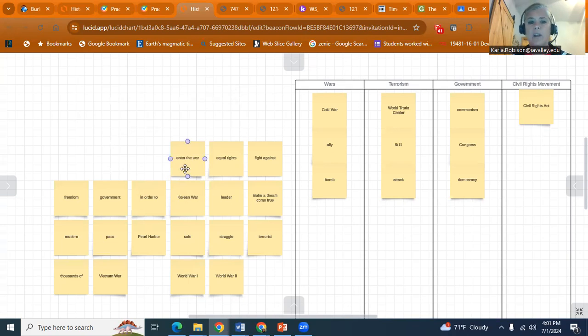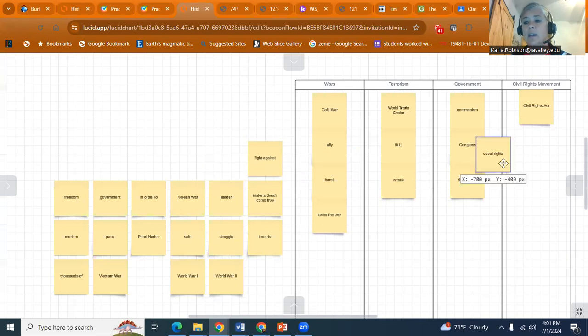Enter the war. Obviously, that goes into wars. We pray that we never enter a war because that is never good for anyone, and we try to solve things more peacefully. Equal rights. That means everybody should be treated equally. That was the backbone of the Civil Rights Act and the Civil Rights Movement that happened in the 1960s. Martin Luther King Jr. was one of the major players in the Civil Rights Movement.